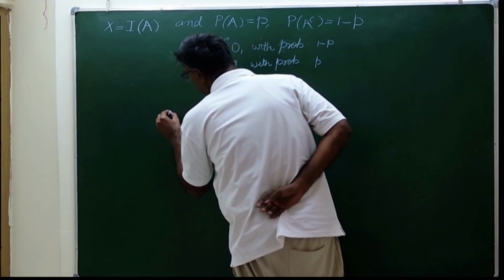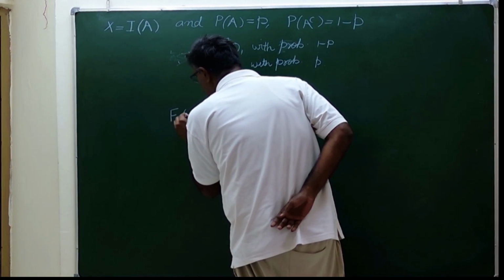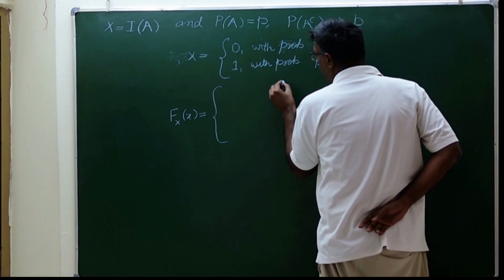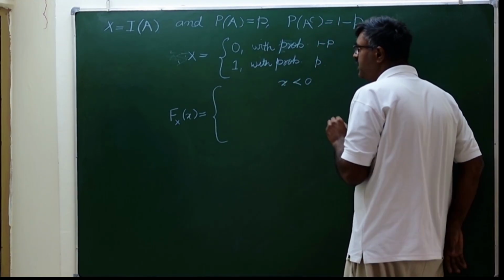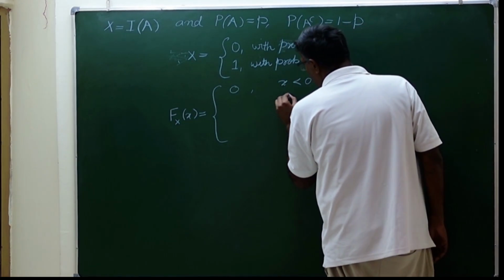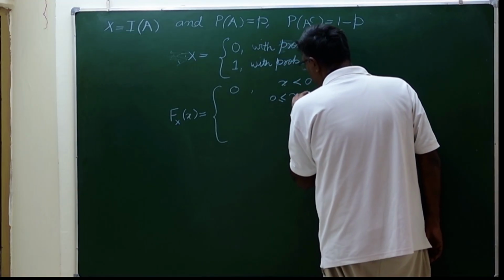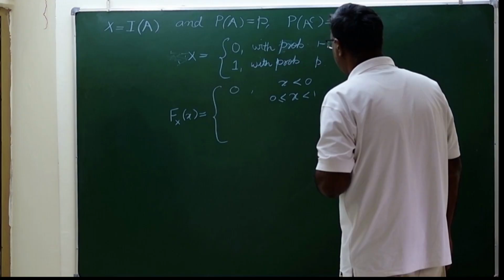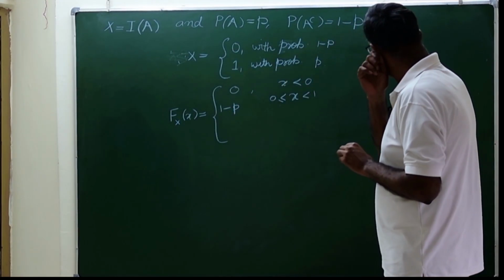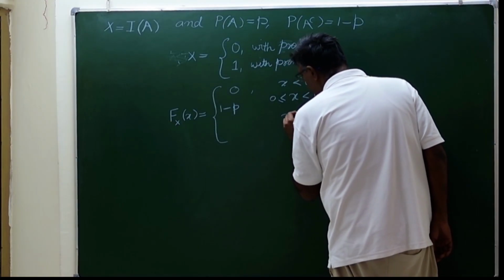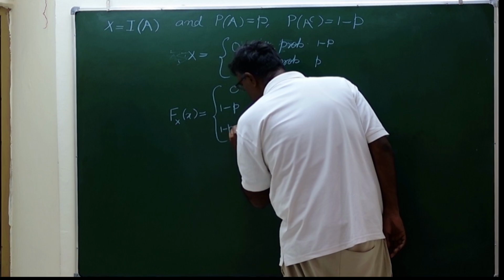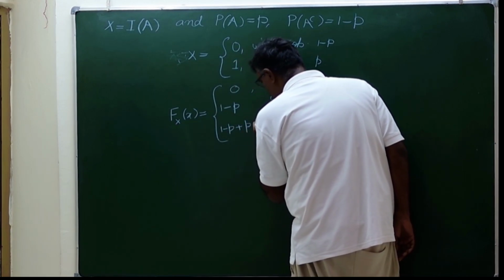So the distribution function, which is F_X(x), will be written and it will have three components. For x less than 0, we see that X cannot take a value less than 0, so the distribution function is defined as 0 for that range. Now, for x greater than or equal to 0 but less than 1, the probability is 1 minus p. And if x is greater than or equal to 1, then it is 1 minus p, the probability that X is 0, plus p, the probability that X is 1. So this comes out to be 1.